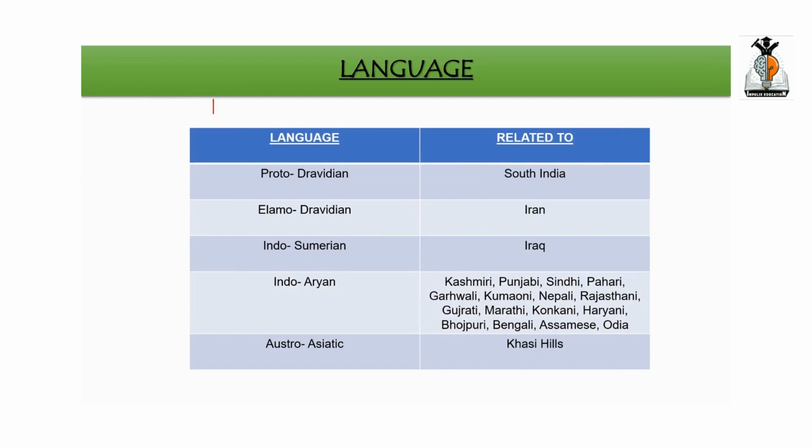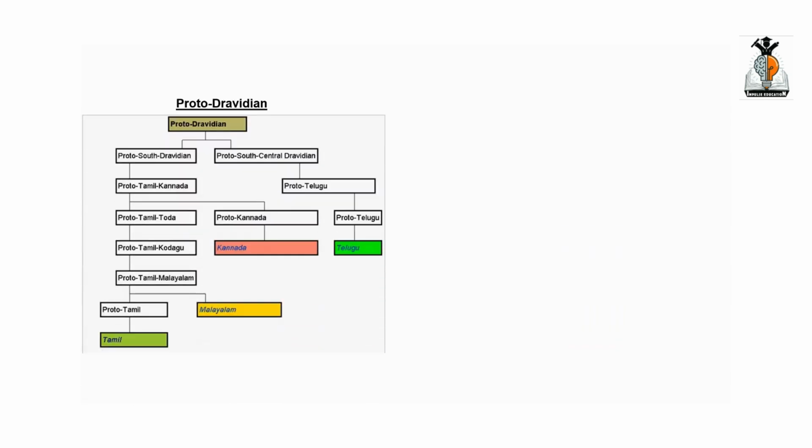We have seen that the script of Indus Valley civilization was written from right to left. Different languages which were spoken within Indus Valley civilization were Proto-Dravidian, Elamo-Dravidian, Indo-Sumerian, Indo-Aryan, and Austro-Asiatic languages. I'll be discussing each of them separately. First, let me discuss Proto-Dravidian language. Tamil, Malayalam, Kannada, and Telugu languages emerged from Proto-Dravidian language.